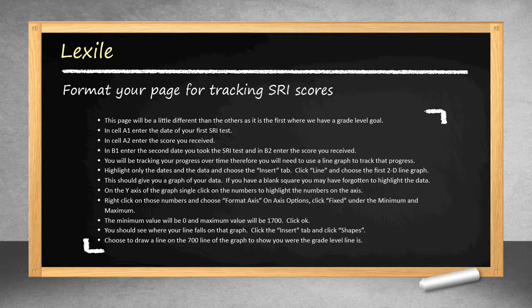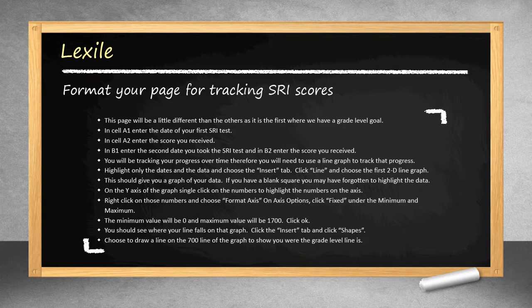Therefore, you will need to use a line graph to track that progress. Highlight only the dates and the data, choose the Insert tab, click Line, and choose the first 2D graph. This should give you a graph of your data. If you have a blank square, you may have forgotten to highlight the data.